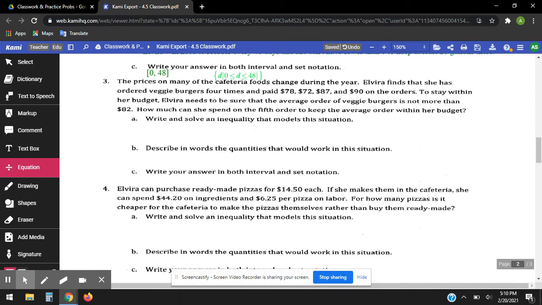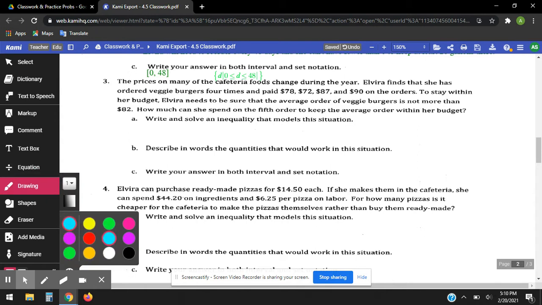The prices on many of the cafeteria foods change during the year. Elvira finds that she has ordered veggie burgers 4 times and paid, let's see, we'll go back to blue on this one, and paid these different amounts, $78, $72, $87, and $90 on the orders. To stay within her budget, Elvira needs to be sure that the average order of veggie burgers is not more than $82. How much can she spend on the 5th order to keep the average order within her budget?